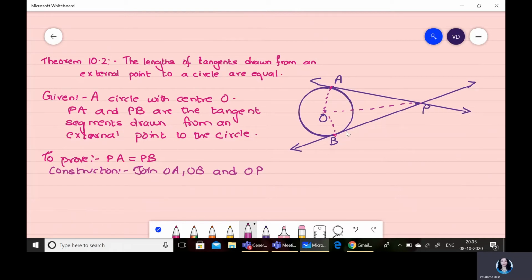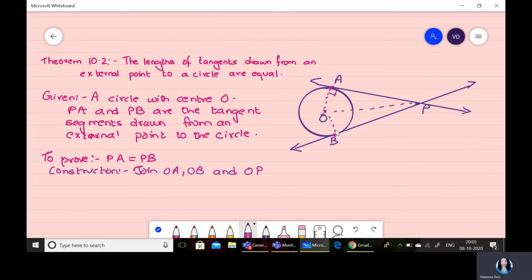Why congruence? Why not similar? Because we all know that if two triangles are similar, then the sides are proportional. Now here we have to prove they are equal. So we need to prove that these two triangles are congruent. Now what is OA's relation with AP? OA is a radius. What is AP? Tangent. And we all know what is the relation of radius and tangent.